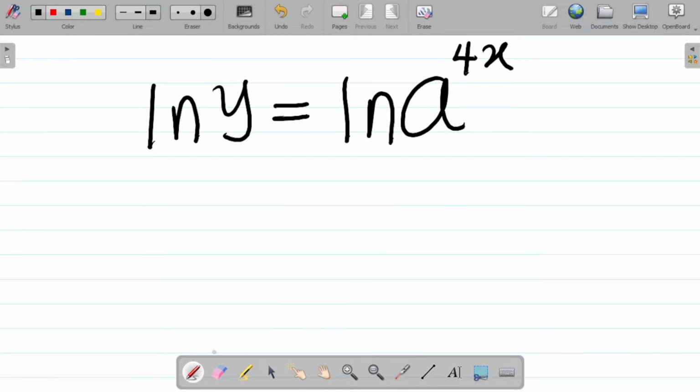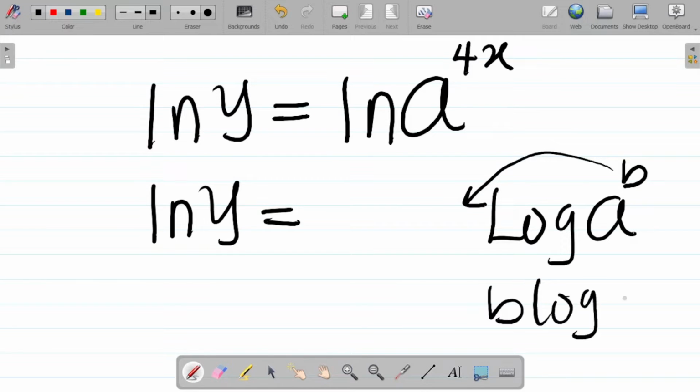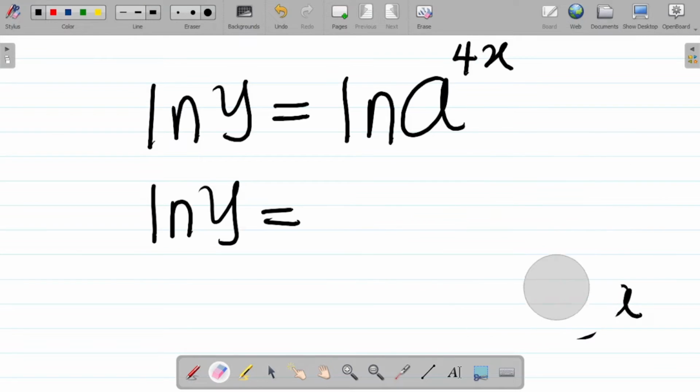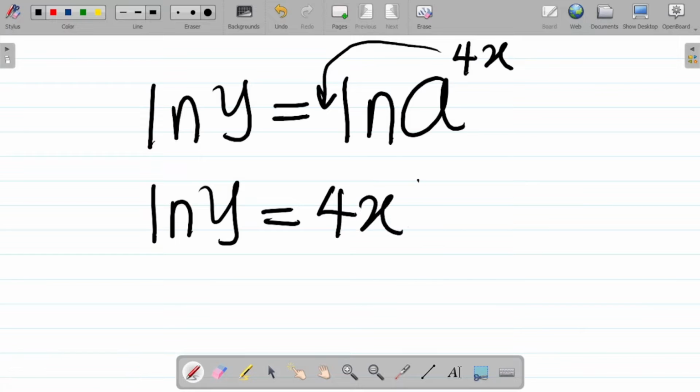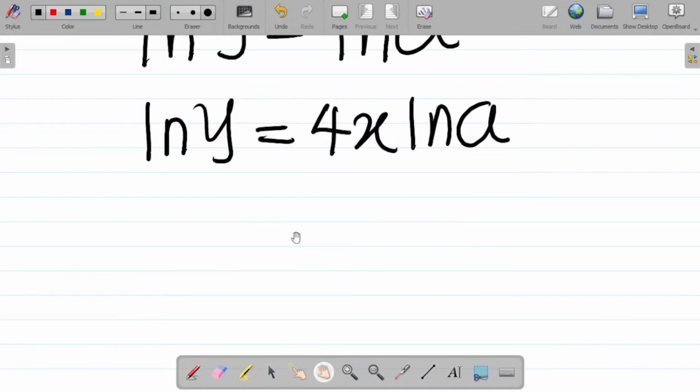Now when you do this, don't forget that from the laws of logarithm, when you take log of a particular number raised to a power, the power comes down to become something that looks like b log a. Right, this is a law of logarithm. So if I take log of a to the power 4x, the power 4x comes down this way. So I'll be having 4x, then I'll have ln of a.